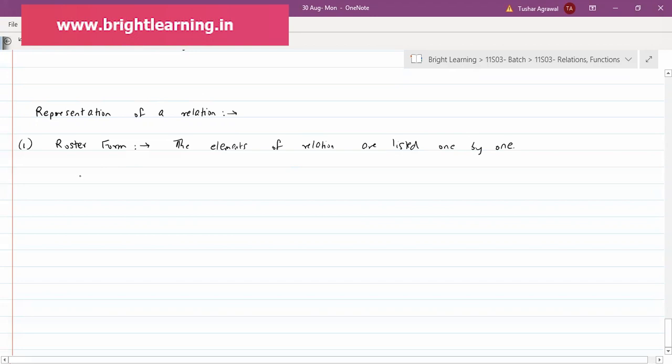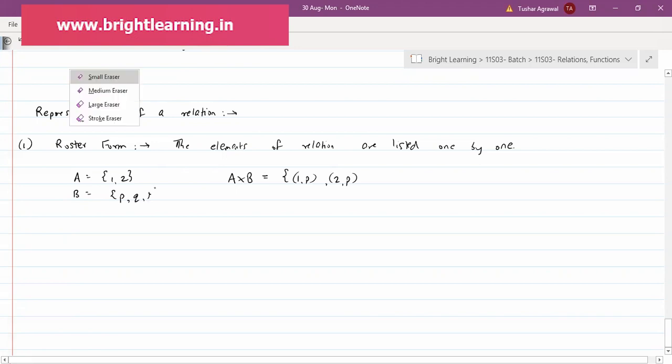So for a roster form example, let's say A is equal to 1, 2 and B is equal to the singleton set P. So A cross B consists of (1, P), (2, P), that's it. Or consider P, Q, R. So R1 is equal to (1, P), (2, P), and let's say (2, R). This is one relation, and this is a roster form. So the elements are actually listed.